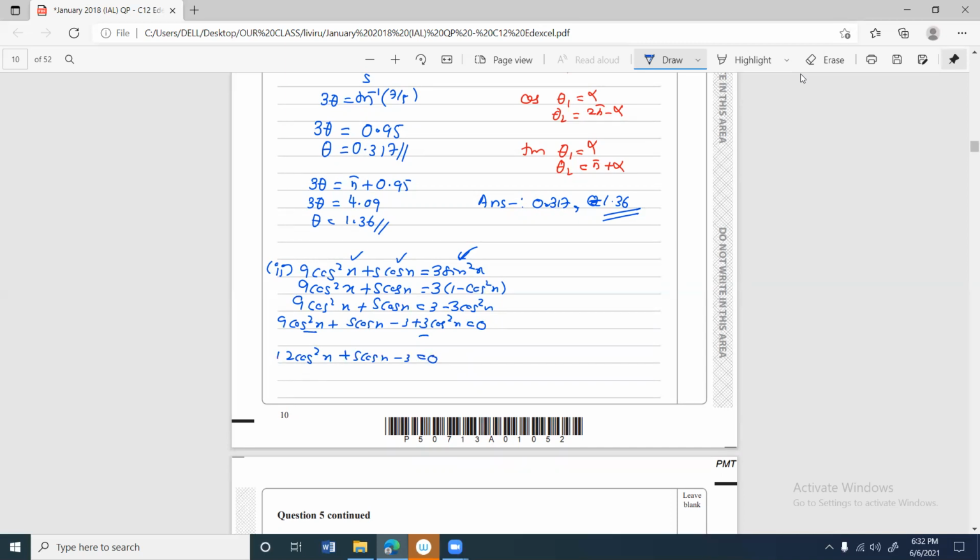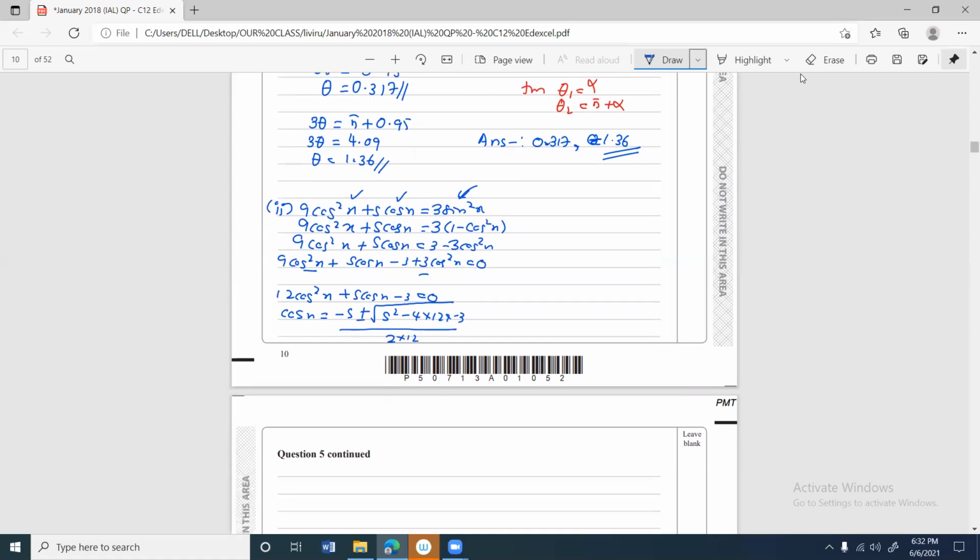Now you can obtain the solutions for cos x. Using the quadratic formula, cos x equals minus 5 plus or minus the square root of b squared minus 4a into minus 3, divided by 2a, 2 into 12. After this step, you can use the calculator and obtain the answer for cos x. No need to keep on doing this. Straightforward, you can get the answer from the quadratic mode of the calculator. It's 12, 5 and minus 3. One answer is 1 over 3 and the other answer is minus 3 over 4.